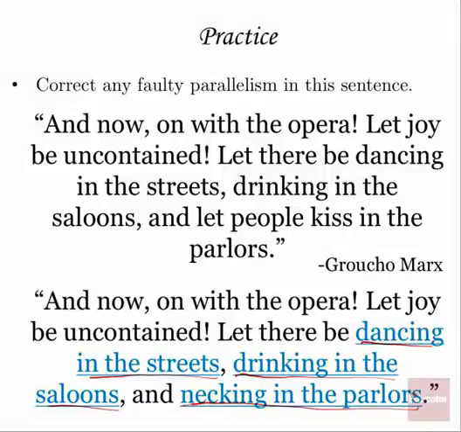Once again, we have parallel structure, and it becomes a much clearer and more memorable and funnier line. Dancing in the streets, drinking in the saloons, and necking in the parlors. It's what made the line good and what made so many people laugh when the movie first came out. So as you can see, parallel structure is largely a question of figuring out how things fit together in pairs or in lists, and then making sure that they are structured in a parallel way. So you're repeating yourself, you're creating that rhythm, and people will remember what you said.